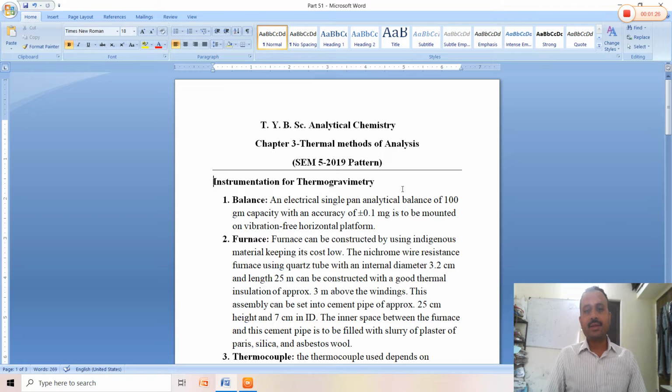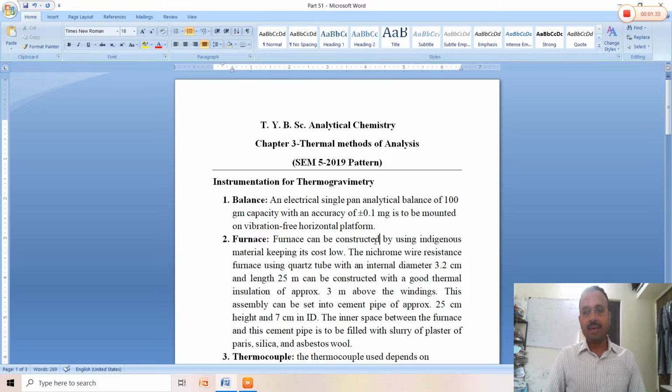So the capacity of the balance is 100 gram and the accuracy should be within the limit of plus minus 0.1 milligram, and it is to be mounted on a vibration free horizontal platform, so that no type of vibration occurs. So the first is the balance, an electrical analytical balance of 100 gram capacity mounted on a vibration free horizontal platform.